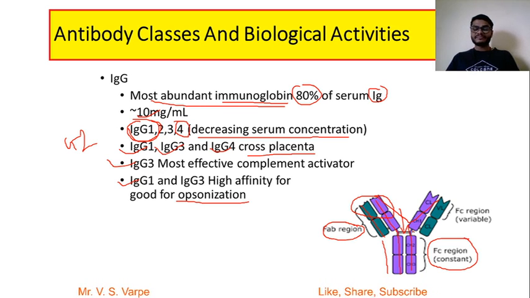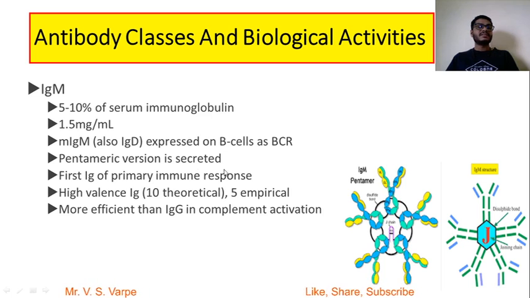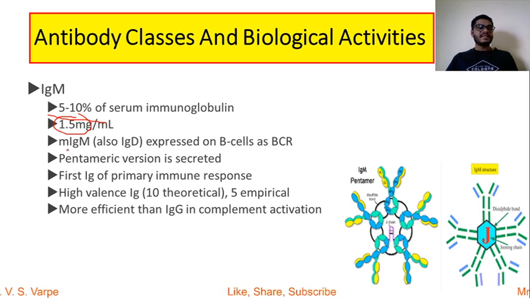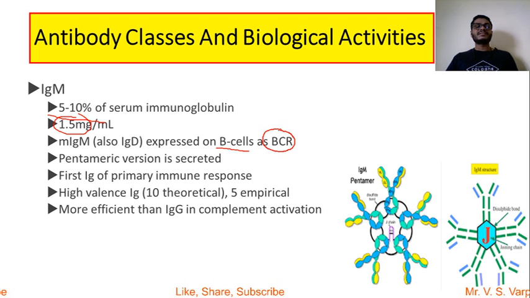Then the next part is the IgM antibody. IgM is near about 5 to 10% of serum in the human body, just 1.5 milligram per ml. IgM, also IgD, is expressed on B cells as the BCR, meaning the B cell receptor. This structure is normally called the pentameric structure. Why is it called pentameric?